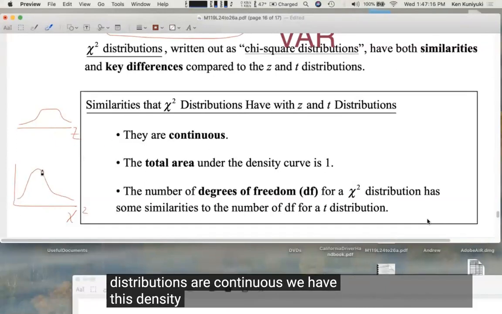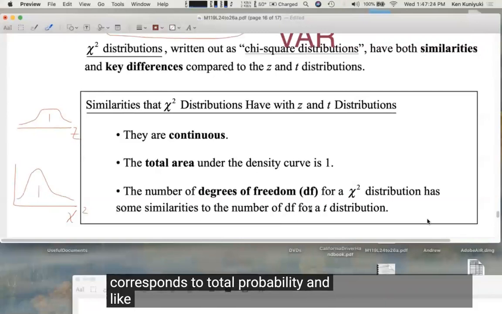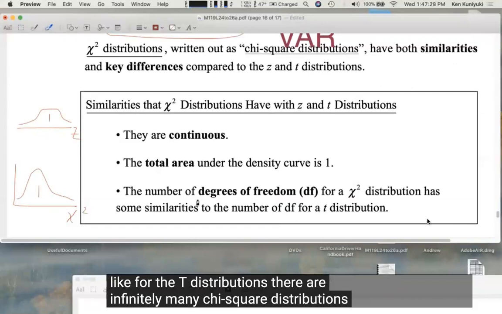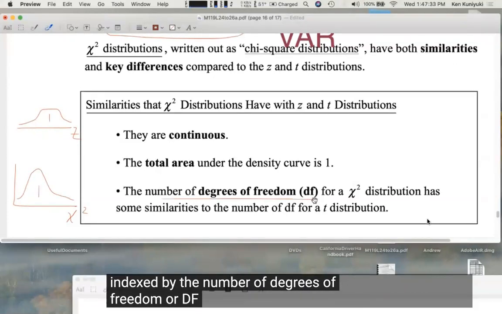We have this density curve here, right? The total area under the curve is 1. That corresponds to total probability. And like for the t distributions, there are infinitely many chi-square distributions indexed by the number of degrees of freedom, or DF. So in that sense, they're like the T's.